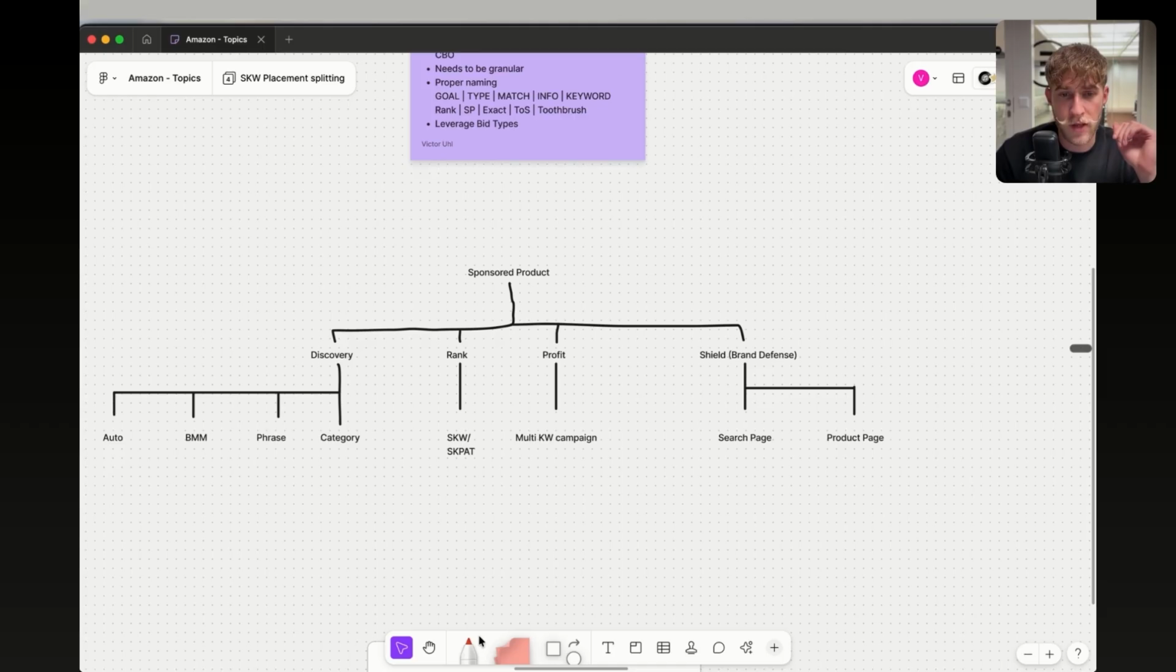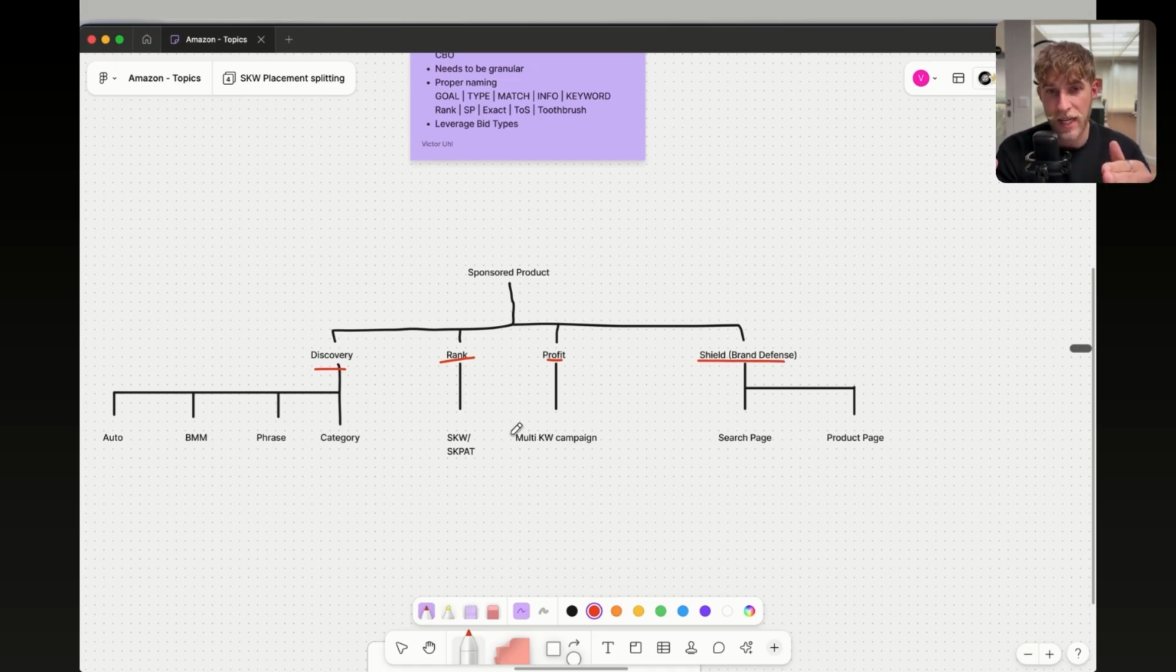So we have here, and I want to mark this, we have 4 types of campaigns. We have discovery, we have rank campaigns, we have profit campaigns, and we have shield campaigns. The rank campaigns, we will split even into profit and rank as well. Let me cover the baseline. So for the discovery, you have auto campaign, you have broad match modifier, you have phrase and category campaigns.